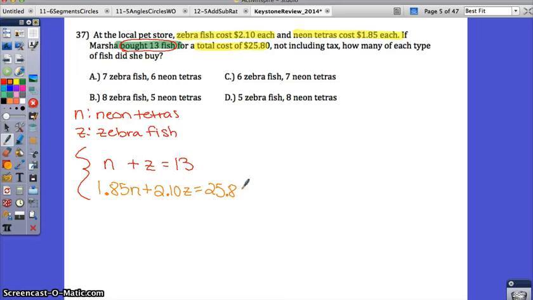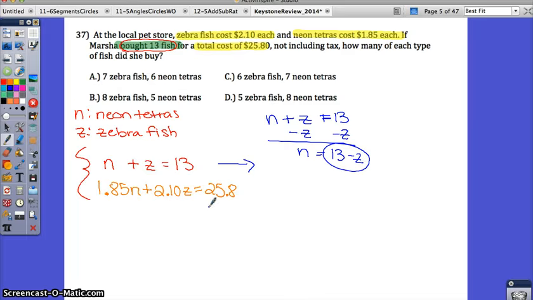Now you can solve this system however you like. You can do substitution or elimination. I'm going to do substitution. So I'm going to take this first equation and solve it for one of the variables. Doesn't matter which one you solve for. I'm going to solve it for n. So I would subtract z from both sides and get that n equals 13 minus z. Now I'm going to take this and put it into my second equation where there's an n.